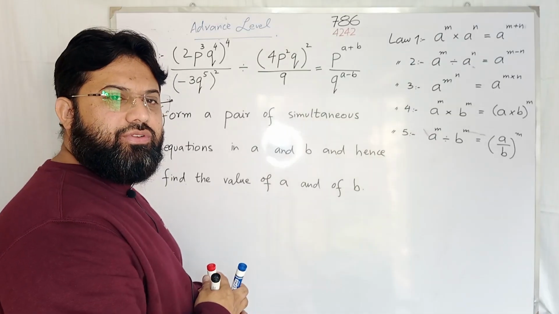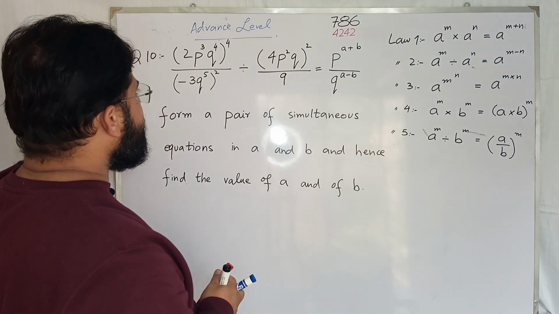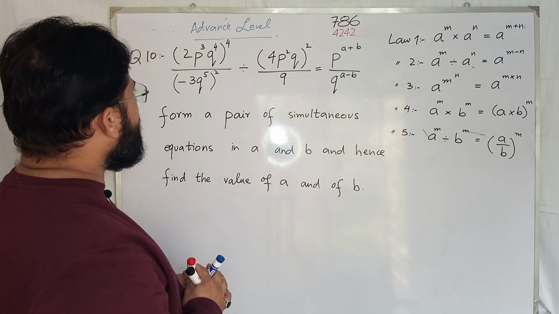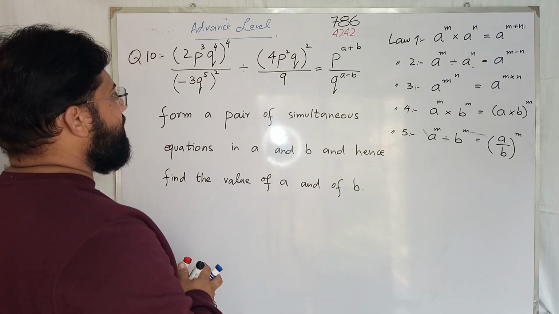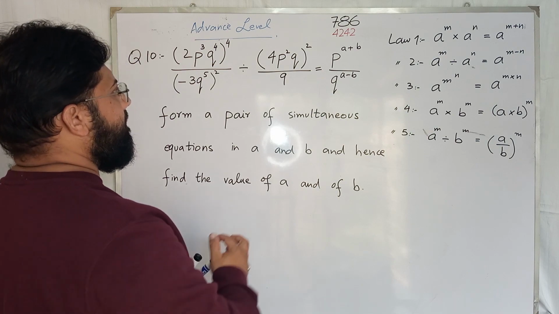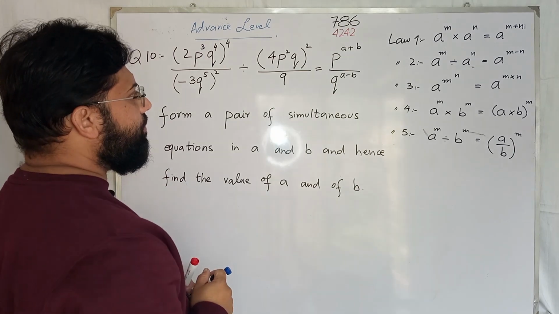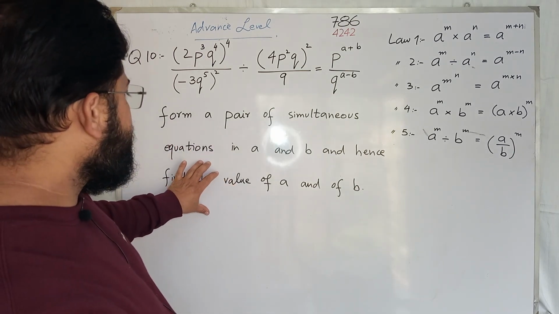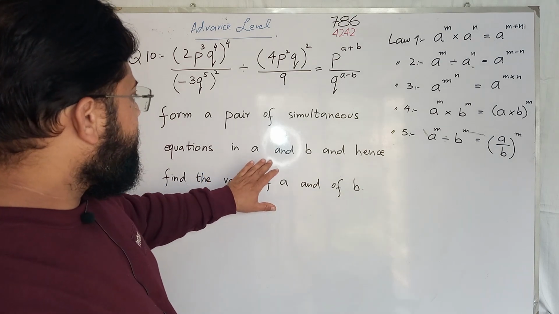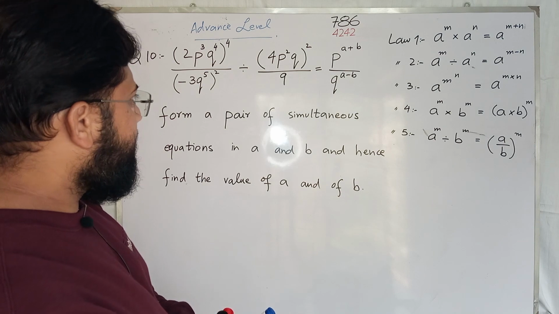Student, this is the last question of exercise 4A of advanced level. This is question number 10. It says (2p³q⁴)⁴ divided by (−3q⁵)² divided by (4p²q)² over 9 is equal to p^(a+b) over q^(a−b). Form a pair of simultaneous equations in a and b and hence find the value of a and of b.